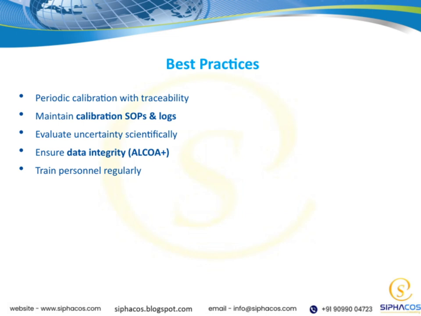Evaluating uncertainty scientifically is another key point. By understanding and quantifying the potential errors in our measurements, we can better assess the reliability of our data and make informed decisions. Data integrity is fundamental, and that's where the ALCOA Plus principles come into play, ensuring data is attributable, legible, contemporaneous, original, and accurate, with additional safeguards for completeness, consistency, and availability.